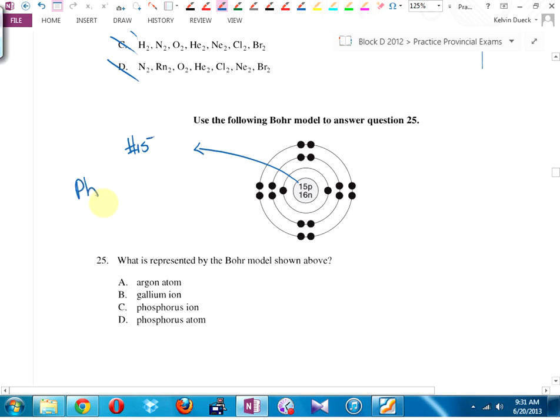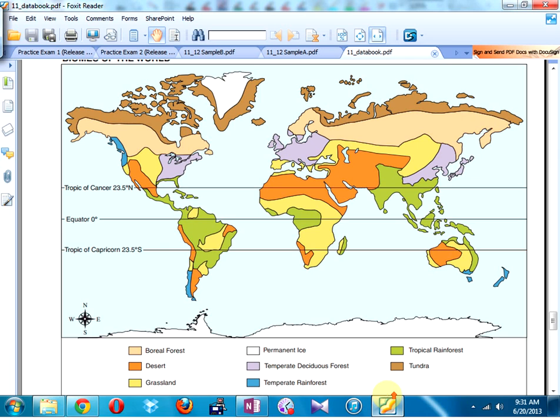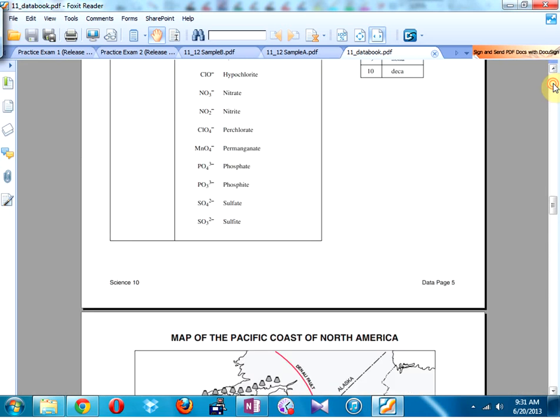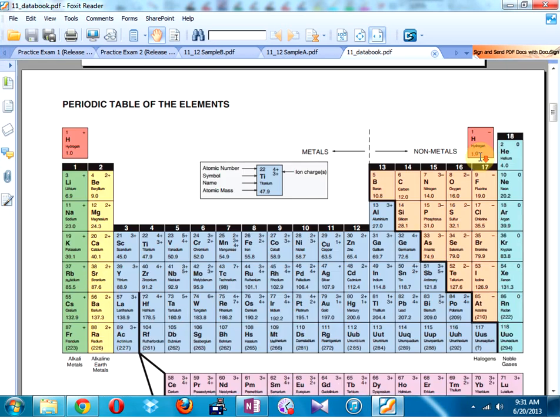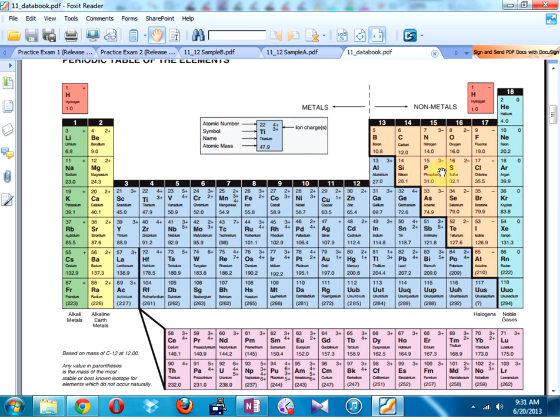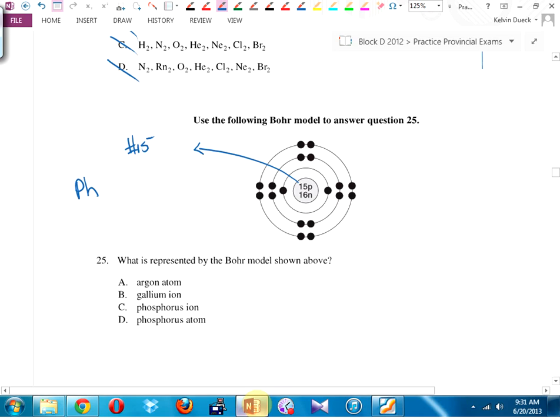Now, it's either an ion or an atom. If it's an atom, how many electrons does phosphorus have in its valence shell? Let's go find my periodic table. Phosphorus is right here. It normally has 1, 2, 3, 4, 5 electrons in its valence shell. How many electrons does this have in its valence shell? This is an ion. This is phosphorus, and it's got 3 extra electrons. We would write it like that if we were writing it as an ion. It's a phosphorus ion.